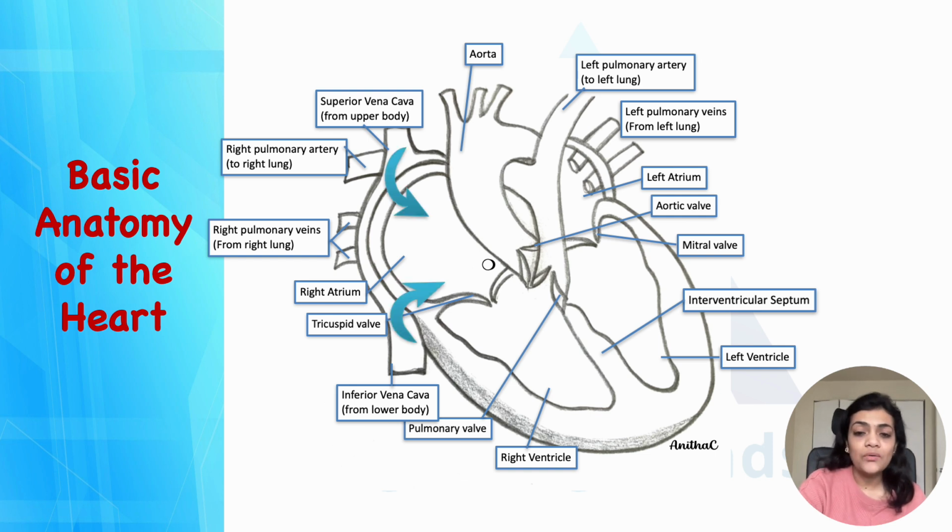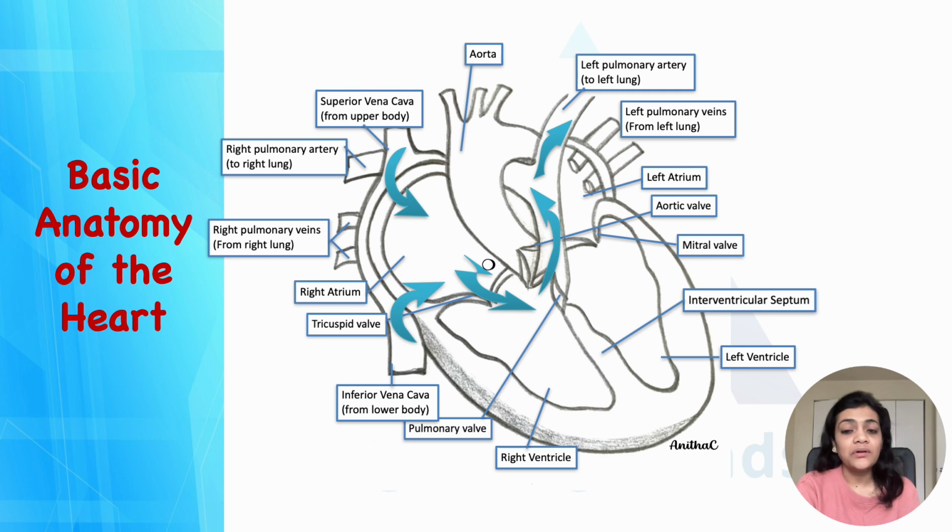Now let us see how blood flows within the heart. The deoxygenated blood from the superior and the inferior vena cava, along with the deoxygenated blood from the coronary sinus, drains into the right atrium and through the tricuspid valve moves into the right ventricle. The right ventricle pumps this blood through the pulmonary valve into the pulmonary arteries. The pulmonary arteries carry this blood onto the lungs.